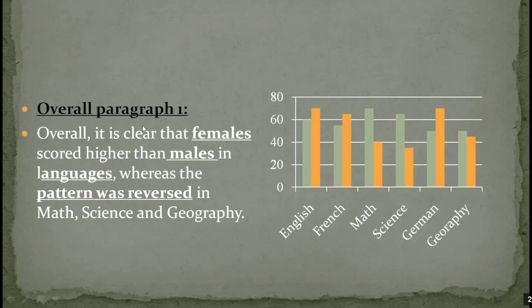The overall paragraph. Overall, it's clear that females scored higher than males in languages. Oh, yep, that's true. English, French, and German. Yep, they were languages. Whereas the pattern was reversed in math, science, and geography. Pattern was reversed, that means males scored higher than females. That's your overall paragraph. But that's only one way, one approach. You can write the overall paragraph in a different way. It doesn't have to be only that.